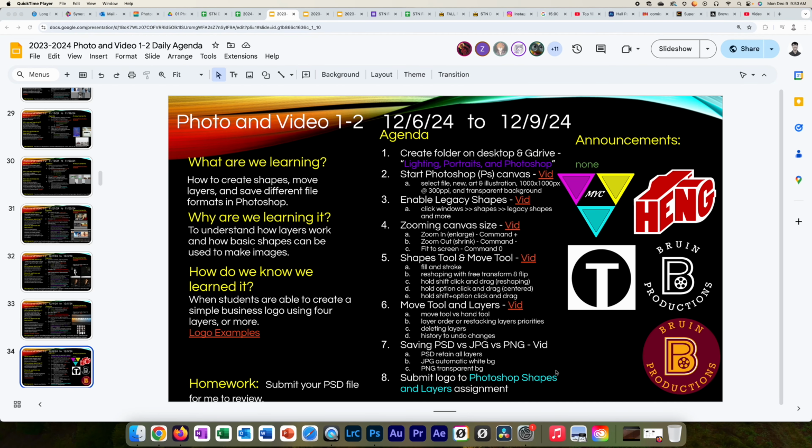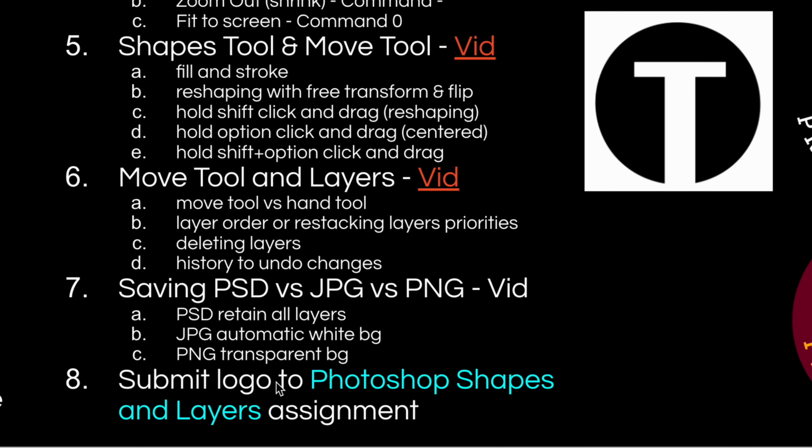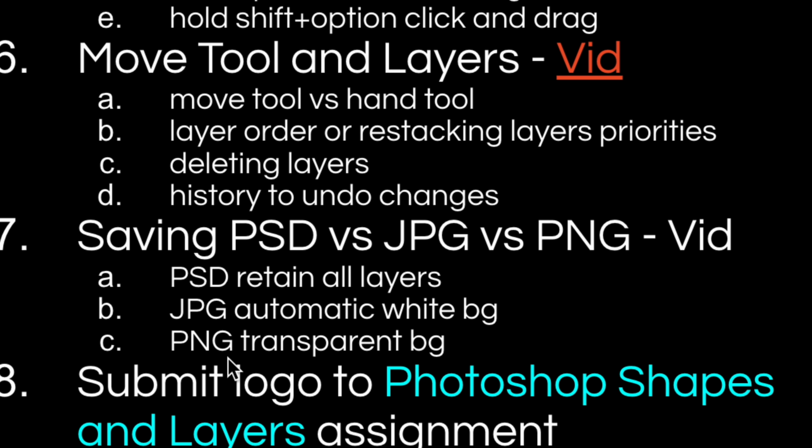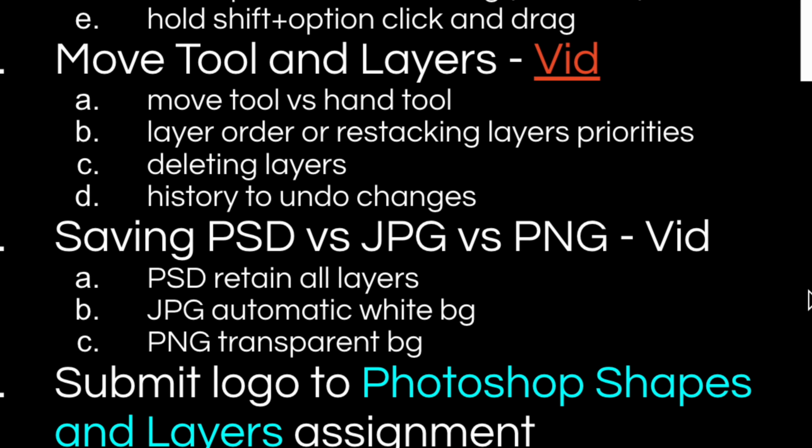All right, so this next part is probably the most important part, is how to save your work. Now, let me explain it first, and I'll show you in real life why it's important. So PSD, you want to save it as a PSD, a Photoshop file that retains all your layers. So when you go back to editing your Photoshop file, you have all your layers saved. You can manipulate the layers to be different colors, so on and so forth. JPEG automatically turns the background white, and then PNG keeps the transparent background.